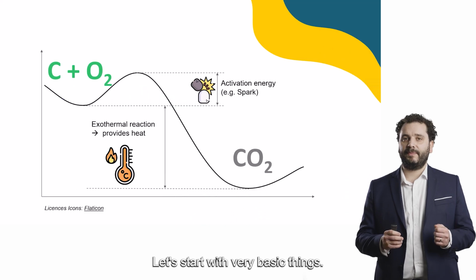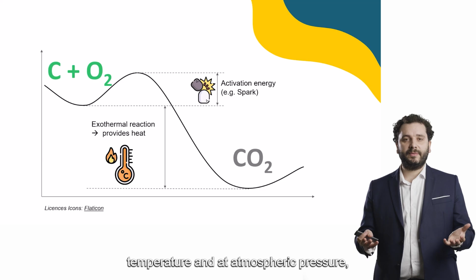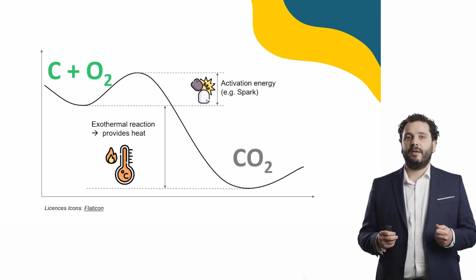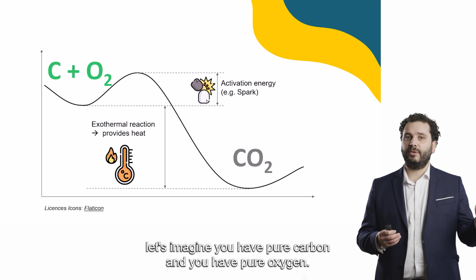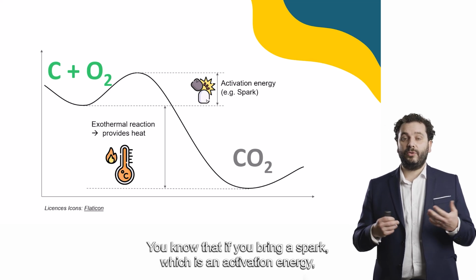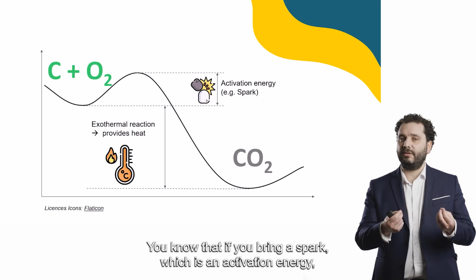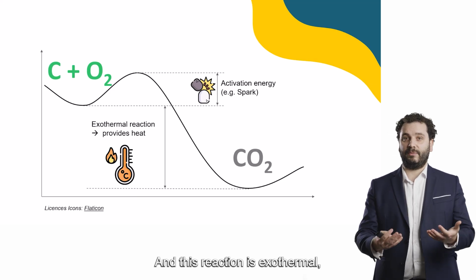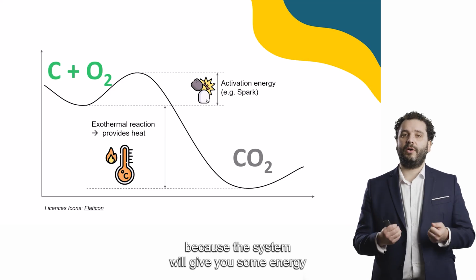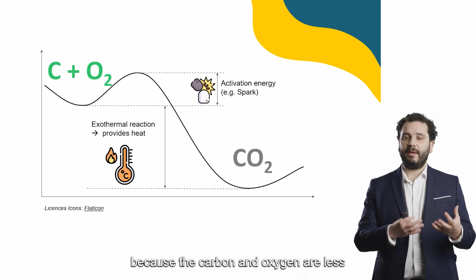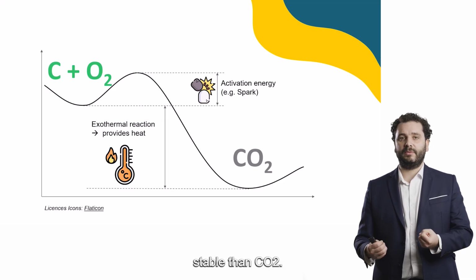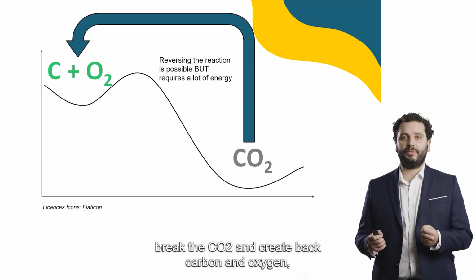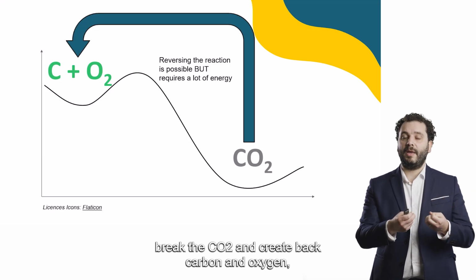Let's start with very basic things. On Earth, at room temperature and at atmospheric pressure, the most stable molecule with carbon and oxygen is CO2. To be sure of that, let's imagine you have pure carbon and you have pure oxygen. You know that if you bring a spark, which is an activation energy, you will trigger a combustion reaction, in other terms, fire. And this reaction is exothermal because the system will give you some energy, which is heat, because the carbon and oxygen are less stable than CO2. So the reverse reaction is possible indeed. We could break the CO2 and create back carbon and oxygen, but this will cost us energy.